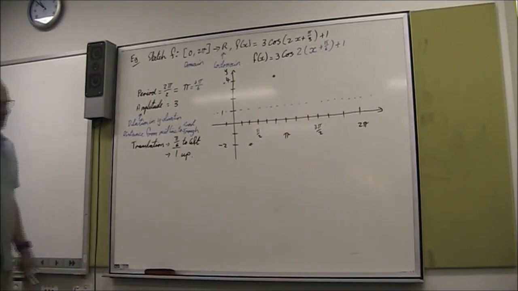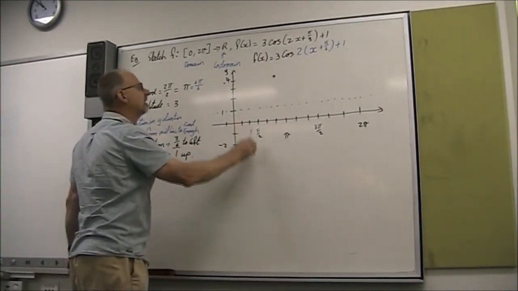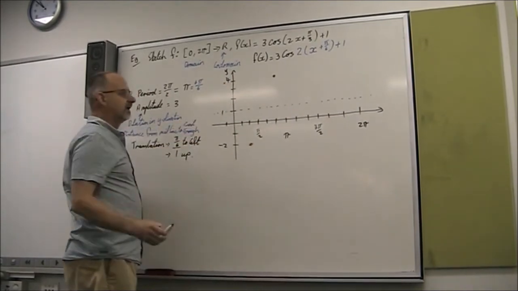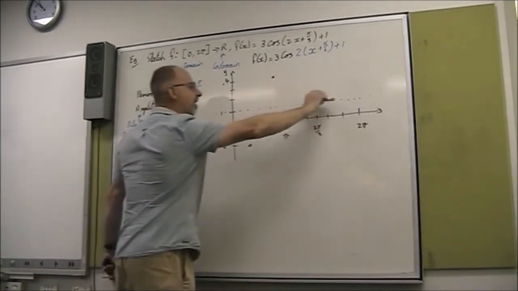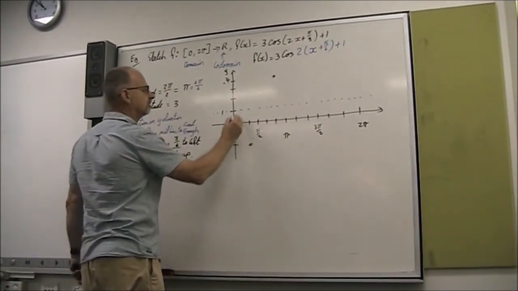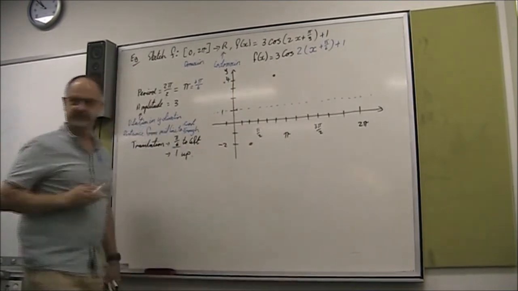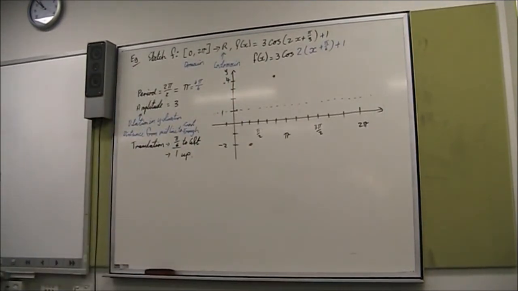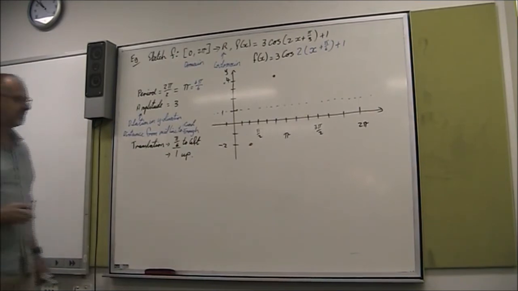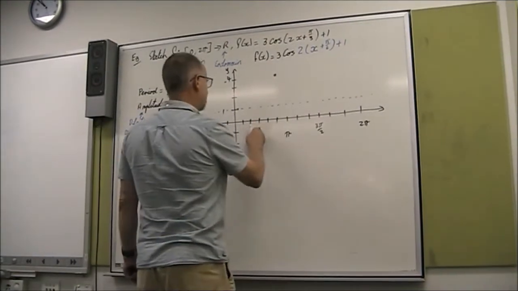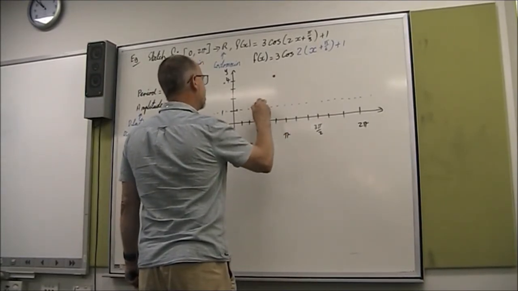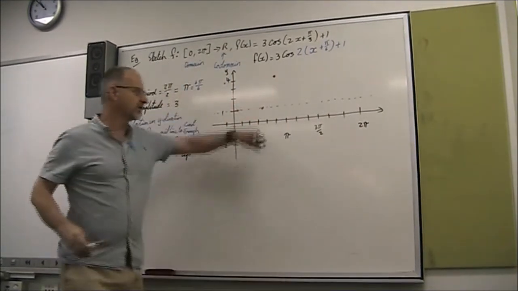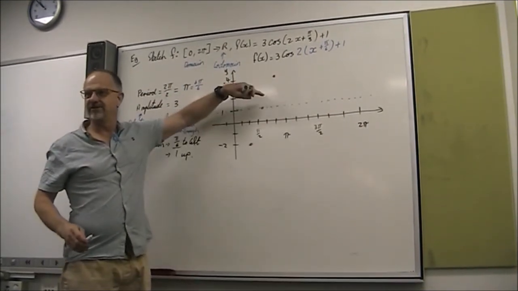Then, halfway between our minimum and our maximum is where it's going to cross this blue line. So there. And halfway between there and there, which is here, it's going to cross that blue line. Normally that would be where it's crossed the axis, but we've moved, translated up one.